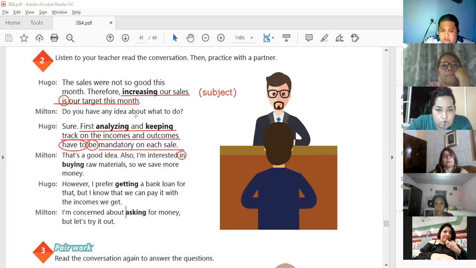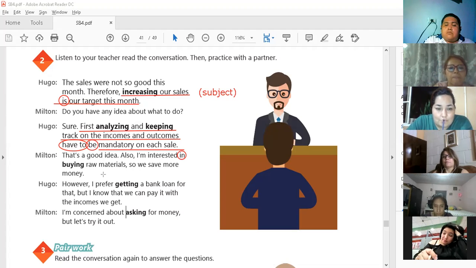¿Cuáles son las preposiciones? Hay un montón. For, of. Montonazos. Las mismas de a, ante, bajo, con, contra, de, desde, en, entre, hacia, para, por, según, sin, sobre, tras y todas esas en español. Very good. Let's continue. However, I prefer getting a bank loan for that.